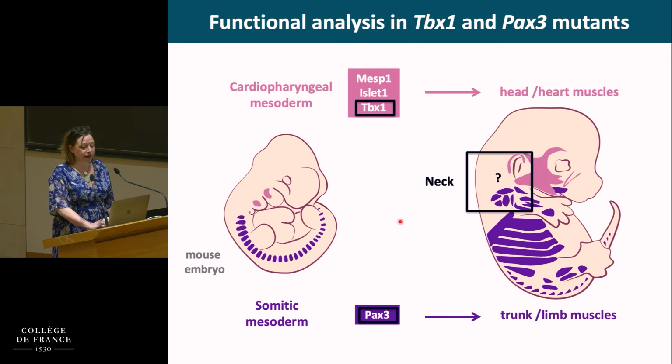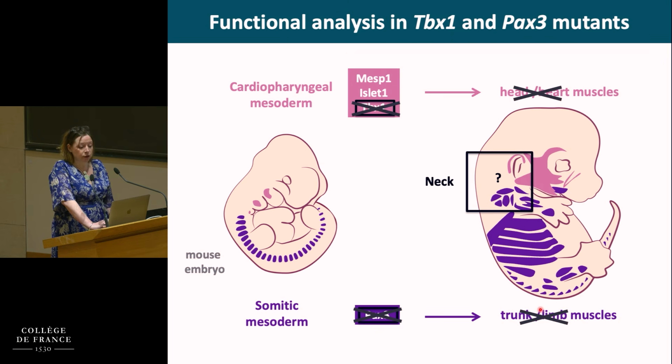To complete this lineage mapping of neck muscles, we also performed functional analysis in TBX1 and PAC3 mutants, given the key role of TBX1 in the formation of head and Heude muscles, and of PAC3 in the formation of trunk and limb muscles.